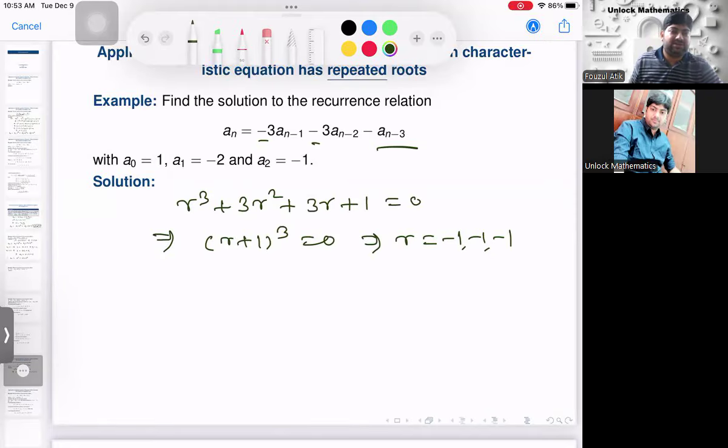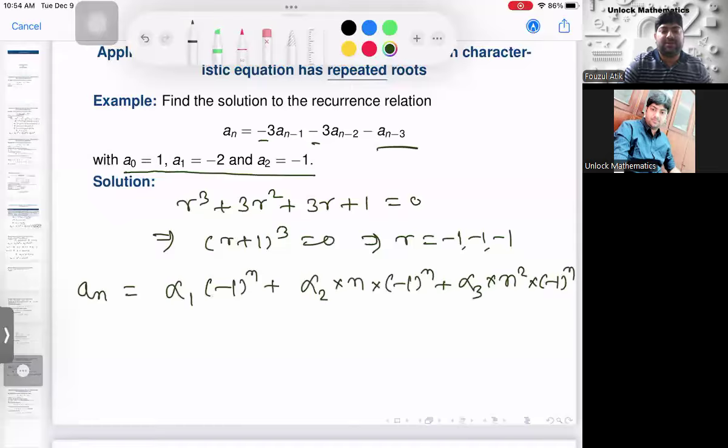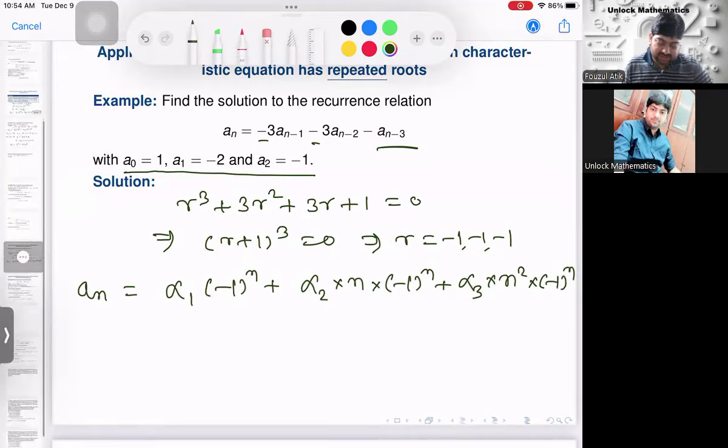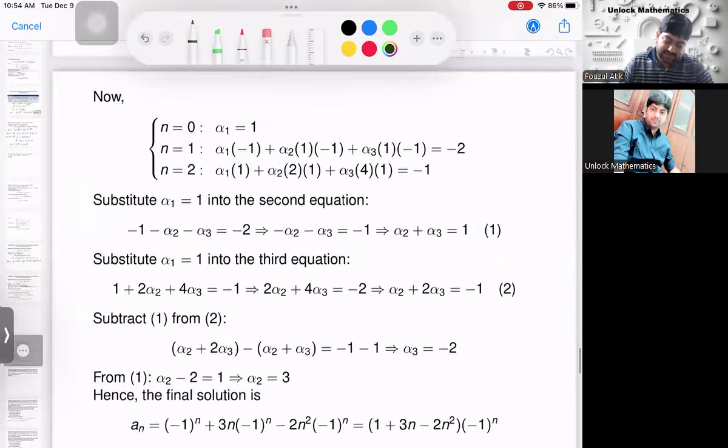So how do we get the general solution? We have already discussed it. Because three roots are there, the general solution will become a n equal to alpha 1 into -1 to the power n plus alpha 2 into n into -1 to the power n plus alpha 3 into n squared into -1 to the power n. This is the general solution. After that, how to get alpha 1, alpha 2, alpha 3? By substituting the initial values. I am not going to do that here. If you substitute these three values, you will get the answer.